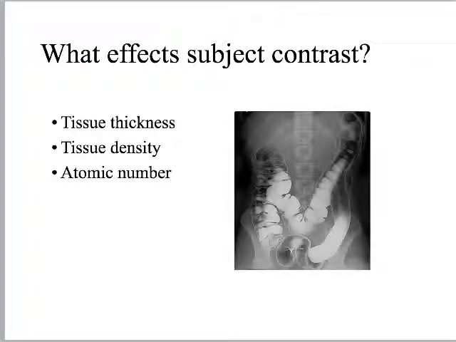Well, the next question for us all should be, how do I get that optimum amount of subject contrast? And there's a big three, right? These are the things that if you're interested in tattooing something on your body, this is what you need to tattoo on your body. These three things: the tissue thickness, tissue density, and atomic number, right?